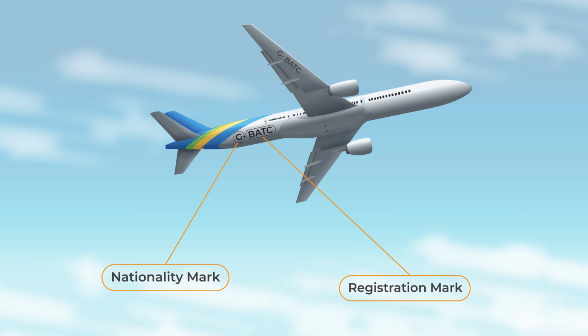The nationality and registration marks shall consist of a group of numbers or letters. Nationality mark is assigned by International Civil Aviation Organization. On the other hand, registration mark is given by concerned state in which aircraft is registered. The nationality mark appears before the registration mark, and there is a hyphen between the two. They shall be kept clean and visible at all times, and painted on or permanently affixed to the aircraft.